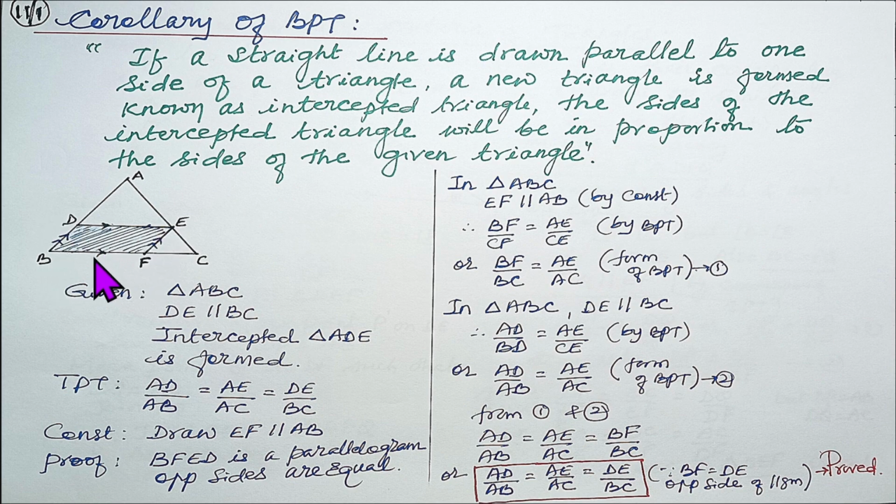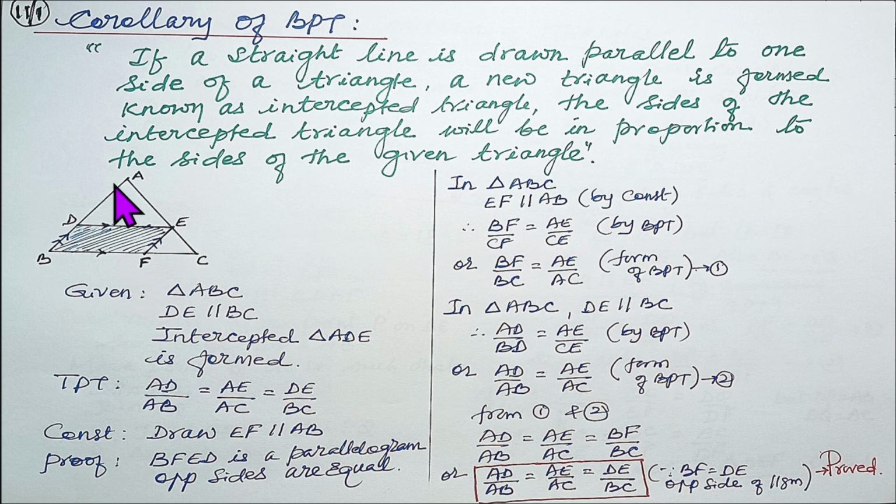And in a parallelogram the opposite sides are equal, that is BF is equal to DE and BD is equal to FE. Now let us consider the triangle ABC. In triangle ABC, DE is parallel to BC, which is given to us. If DE is parallel to BC, then AD upon BD is equal to AE upon CE by BPT. Now we can write the other form of BPT, that is AD upon AB is equal to AE upon AC, which we have already learnt.